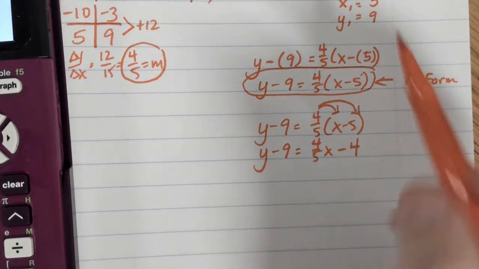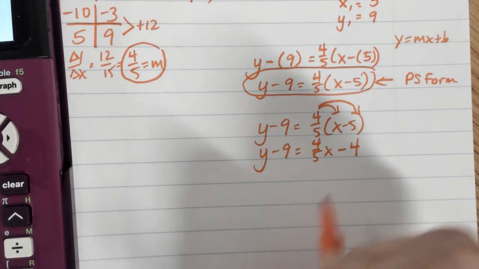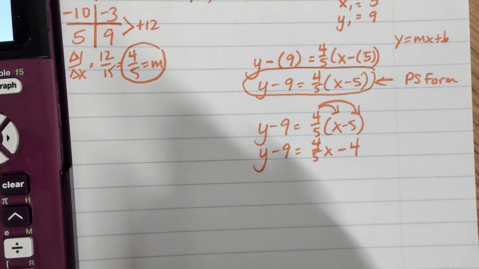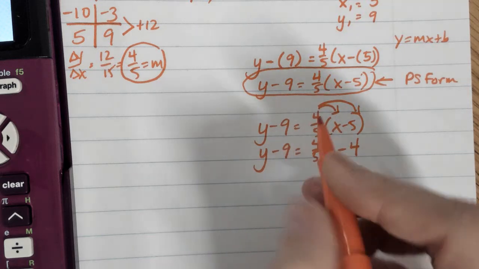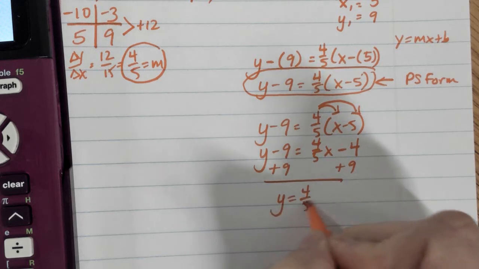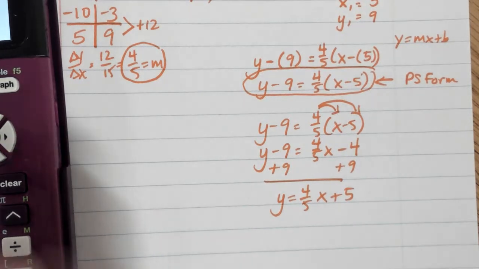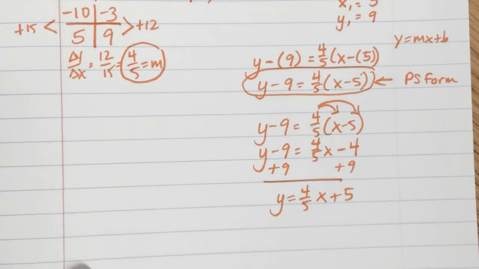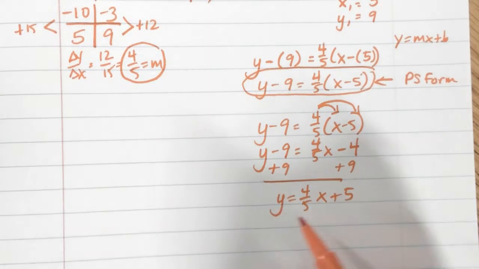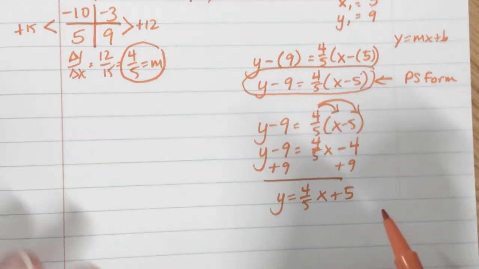Now, I want this in y equals mx plus b form, right? Well, the only thing that's keeping me from being in y equals mx plus b form is this -9. So if I add 9 to both sides, I get y equals 4/5 x plus 5, because -4 plus 9 is 5. Now, I did this in another video, and that's the exact same thing I got.